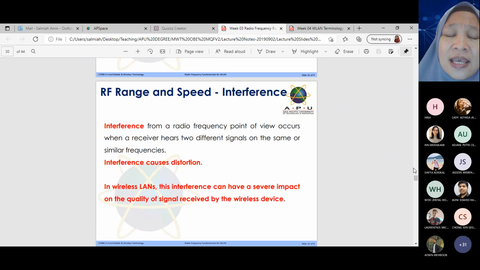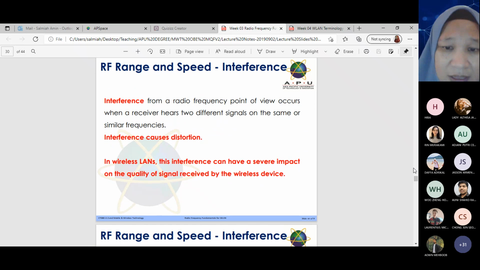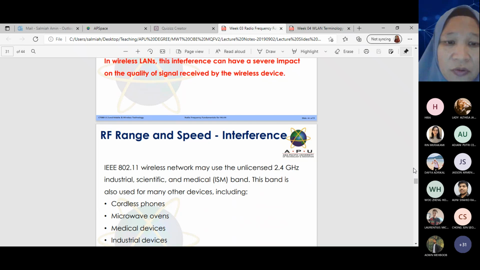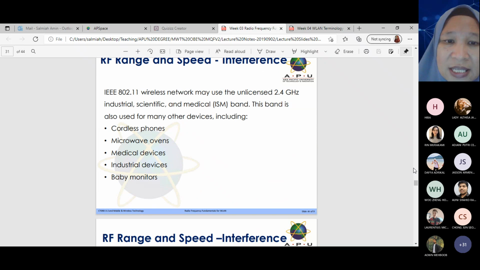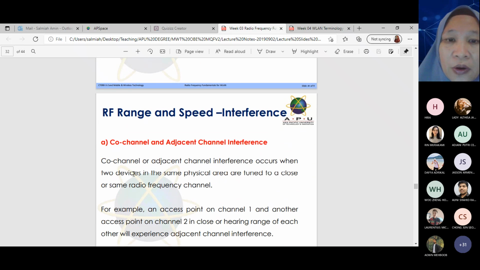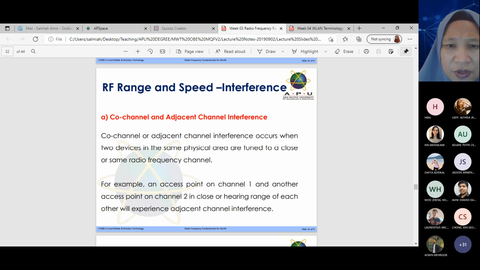And the last but not least factor is interference. Any interference can cause interruptions or distortions, degrading the signal performance. These are examples of devices that might affect the radio frequency signal, as I mentioned earlier, such as microwaves, baby monitors, etc. Any questions for the meantime?